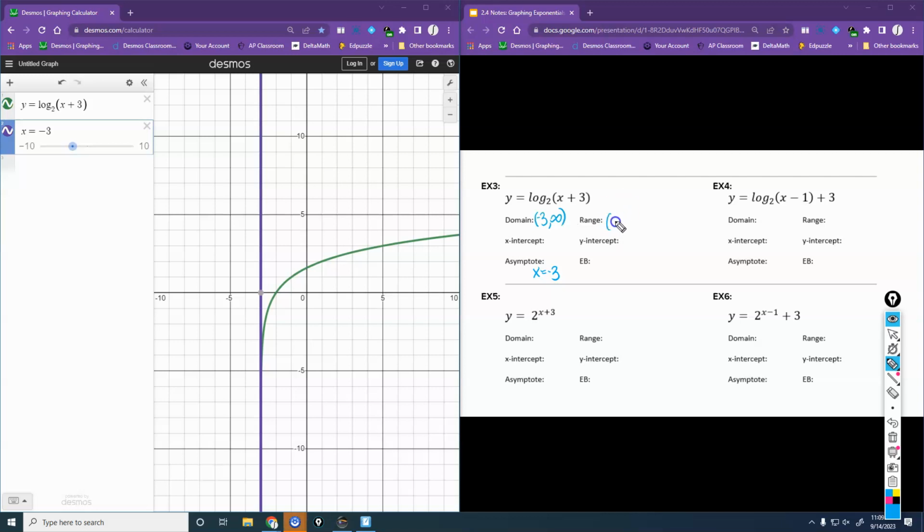Range, what is that, Katie? Negative infinity to positive infinity, right? That's always the case for our logs. Okay. The x-intercept, what did you get for that one, William? 0, 1.585.